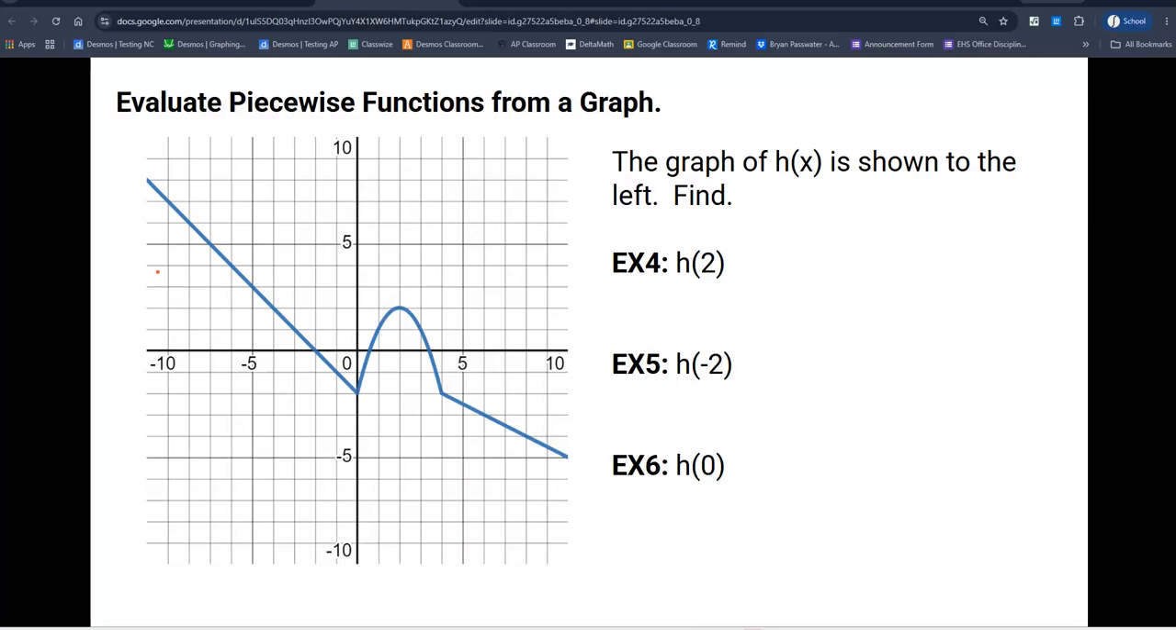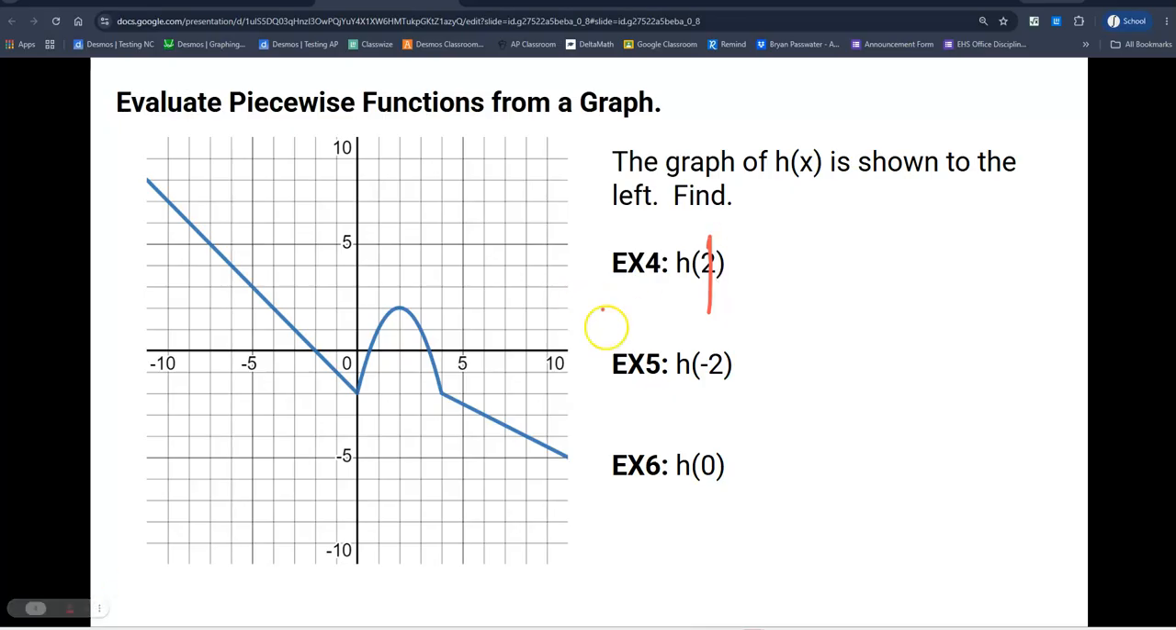Okay, let's talk about how to do it from a graph. This is the same graph. It's the same function. Okay. If I want to find h of 2, it means I'm plugging in 2.